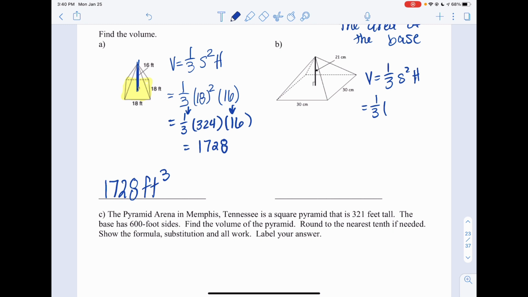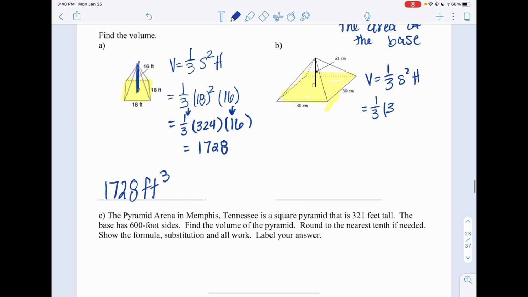1/3 is going to be brought down because there's nothing for me to substitute there. If I look at my base, so the bottom of my pyramid, that is once again a square, and the side measurement to that is 30, so I'm going to have 30 squared times the height of my pyramid, which is located in the middle right here, and that is represented by 21. So I'm going to multiply by 21.